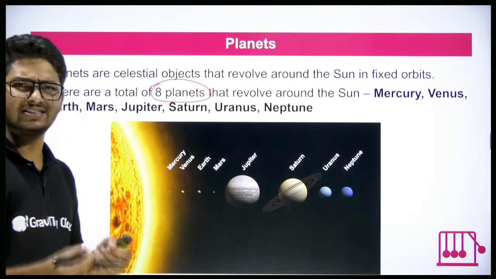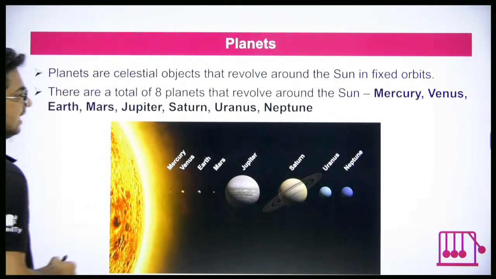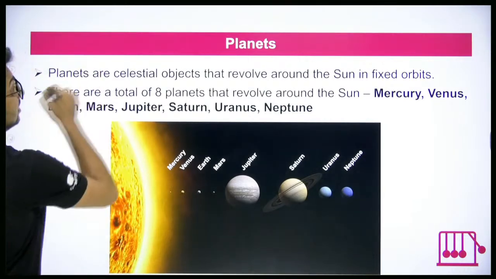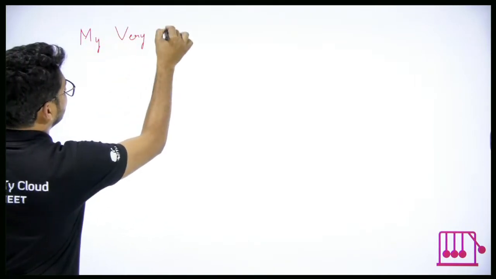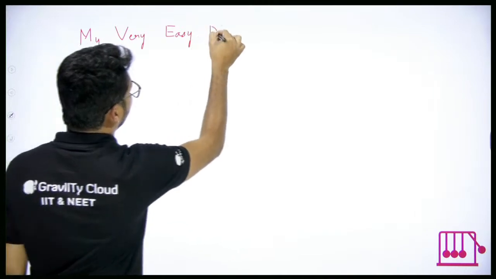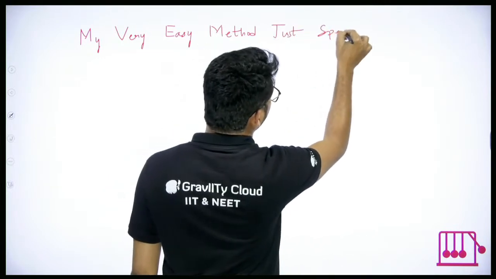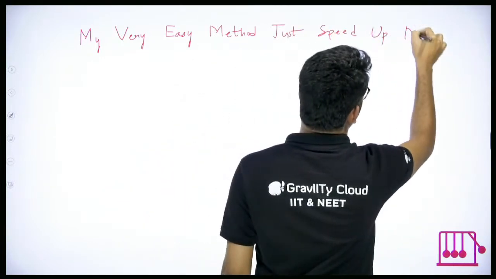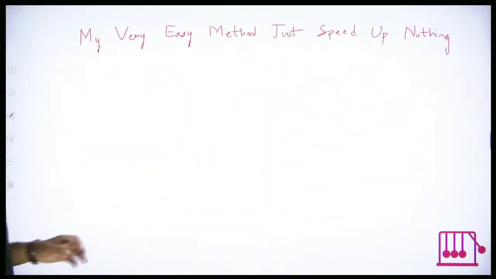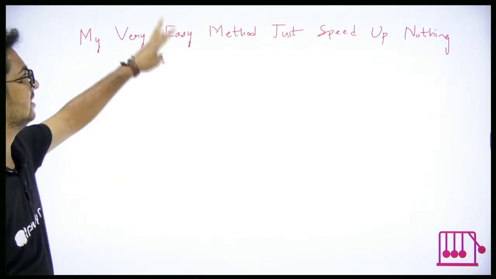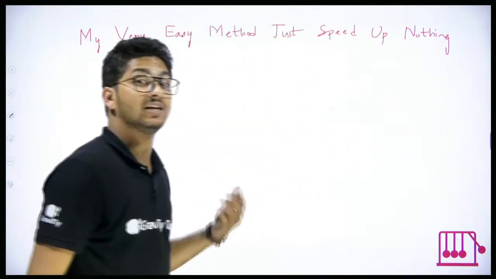Okay. Now here there is a very simple way of remembering the order. You have to remember a sentence for that. What is that sentence? My very easy method just speeds up nothing. Now if I look at the sentence, how many words does it have? My 1, 2, 3, 4, 5, 6, 7, 8. It has 8 words and 8 planets.